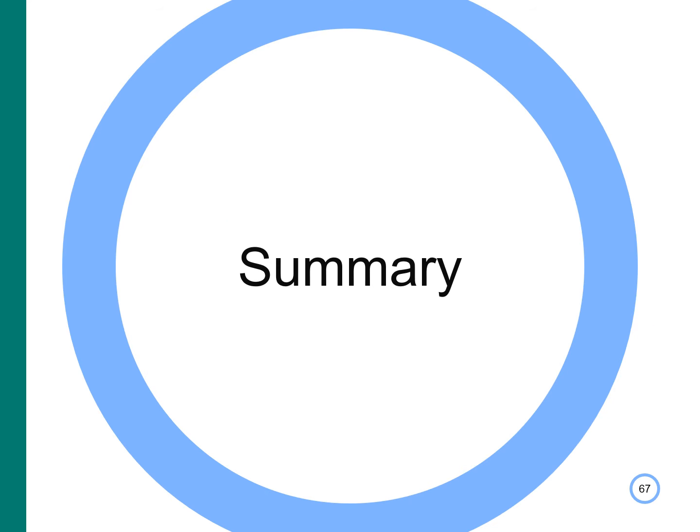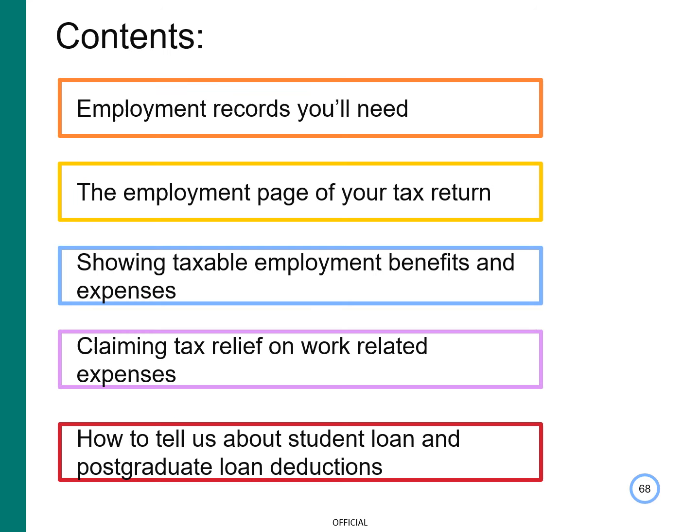We're nearly at the end of the webinar now, and here's a summary of what we've covered today. In today's webinar, we looked at employment records you'll need, the employment page of your tax return, showing taxable employment benefits and expenses, claiming tax relief on work-related expenses, and how to tell us about student loan and postgraduate loan deductions.